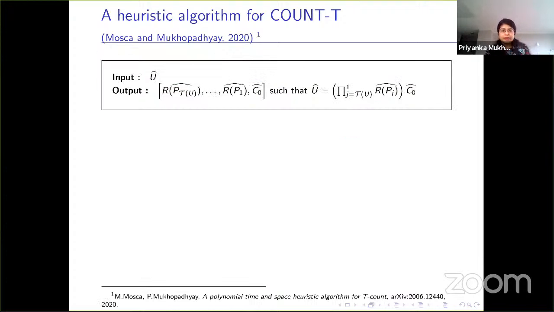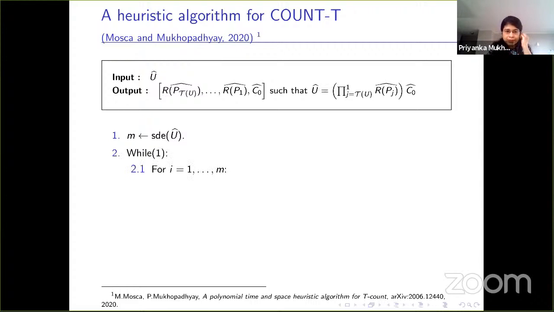Now, in the heuristic algorithm, we first check whether we can have a decomposition of length M. We know we cannot have a decomposition less than M, where M is the T count, or the ST of the channel representation, because we know the ST can decrease by at most 1. So to reach a Clifford, with ST 0, it must need at least M steps.